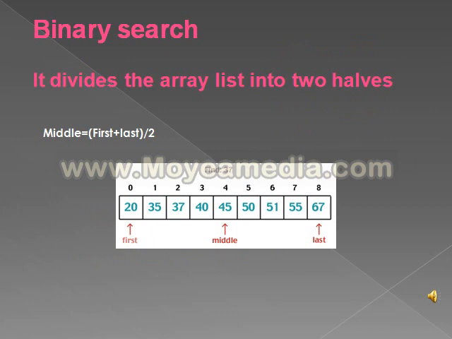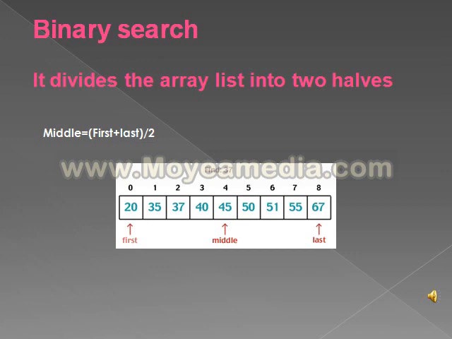Next we will see what is binary search. How we can do a binary search in an array list. Here the array list has been divided into two halves. Suppose, look at the picture, there are totally 9 elements stored in an array list, and the index values start from 0 and end with 8.